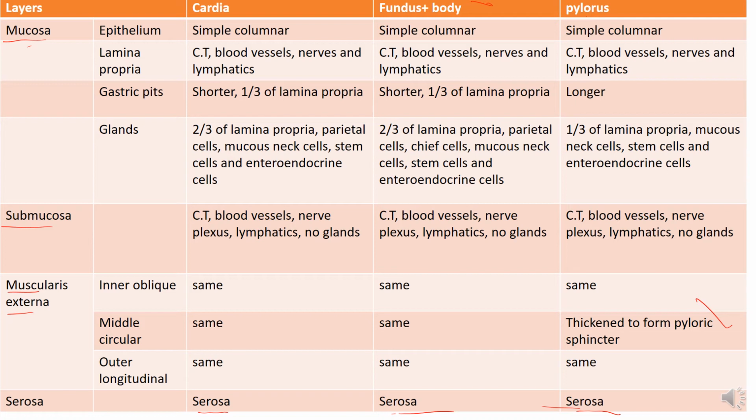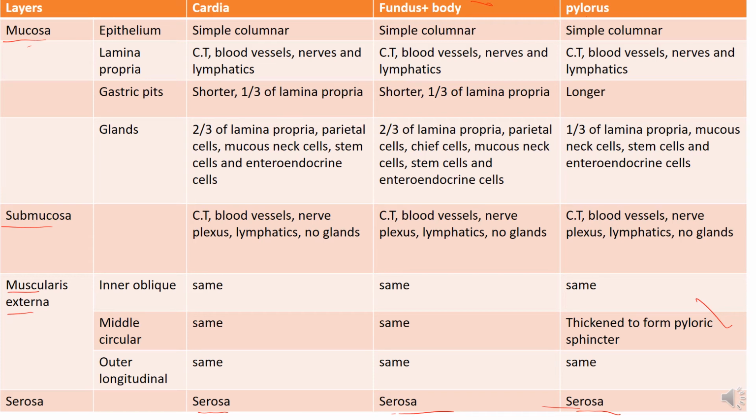Submucosa contains connective tissue, blood vessels, nerve plexus, and lymphatics, and there are no glands in any part of the submucosa of the stomach. Now, the mucosa consists of epithelium and lamina propria. In the epithelium, simple columnar epithelium is covering every part, and in the lamina propria are present connective tissue, blood vessels, nerves, and lymphatics in the three parts.